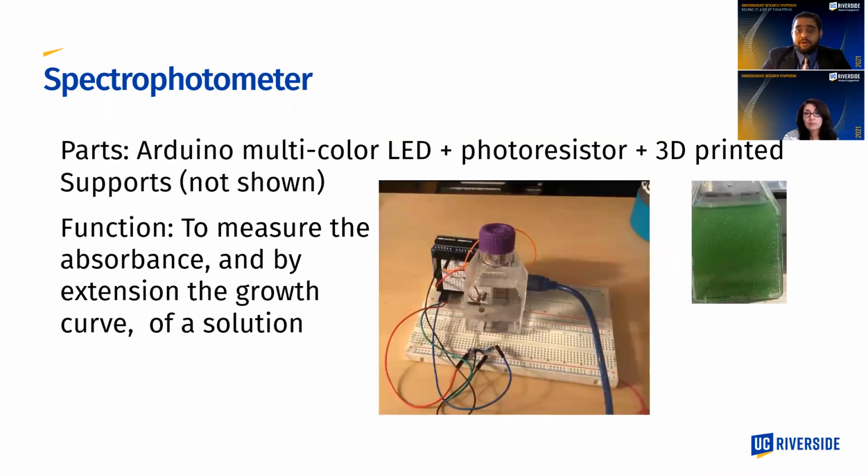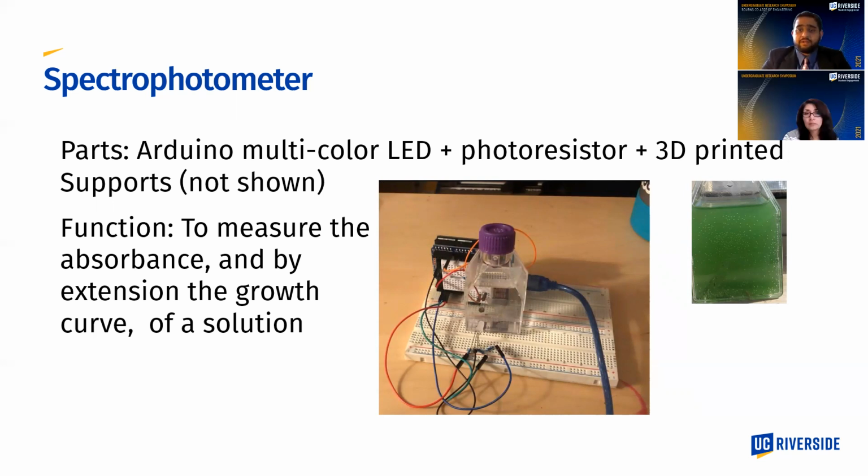Now, the spectrophotometer, I built this using an Arduino multicolored LED, multicolored because I wanted to make sure that the spectrophotometer worked with other colors, but I only really paid attention to the red color. Additionally, I used a photoresistor, which is a circuit element that changes its resistance according to how much incident light is cast, and a 3D printed support, which is not shown.